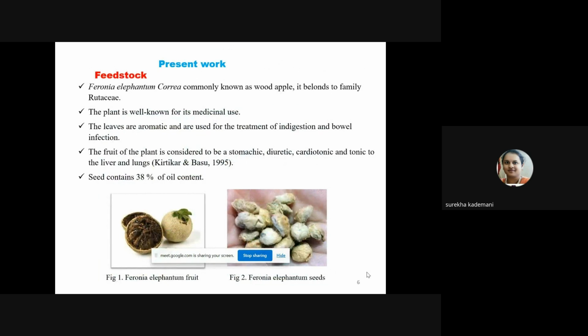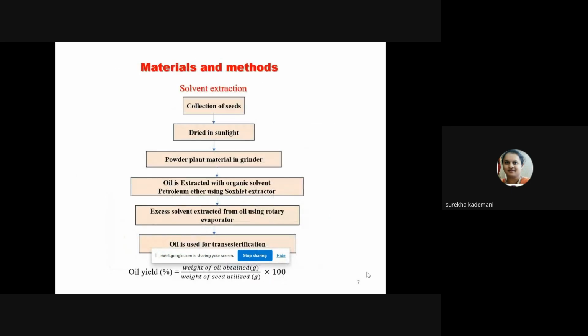In the present work, I have used Feronia elephantum seed for the synthesis of liquid fuel, which is commonly known as wood apple. It belongs to family Rutaceae. The plant is well known for its medicinal use. The leaves are aromatic and are used for the treatment of indigestion and bowel infection. The fruit of the plant is considered to be a stomachic, diuretic, cardiotonic, and tonic to the liver and lungs. The Feronia elephantum seed oil contains 38% oil content.